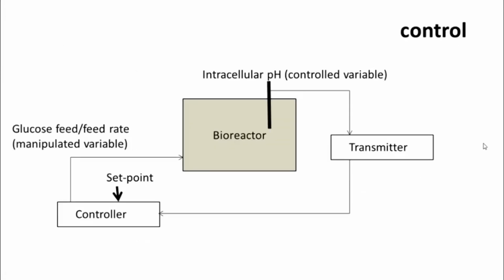So the control, this is what I mentioned earlier. I've given this as a diagram here. Intracellular pH was controlled using fluorescence. This is not a pH probe. A pH probe will measure only the pH of the medium. Then transmitted, and the controller was the one that determined the glucose feed, whether it needs to be fed or the feed rate of glucose. So that became the manipulated variable to maintain the intracellular pH at a certain set point to reduce the anaerobic product formation. So this is the control schematic of the whole thing.